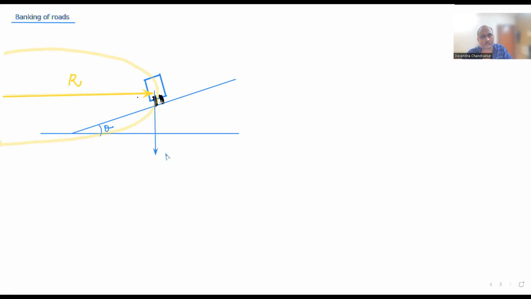mg is acting downwards. Normal reaction here is N. So we resolve the forces along the center and perpendicular to it. Here this N is perpendicular. This is the vertical component of N. This angle is theta. So this is N cos theta, and this is N sin theta. I hope all of you understood this. Yes, sir.